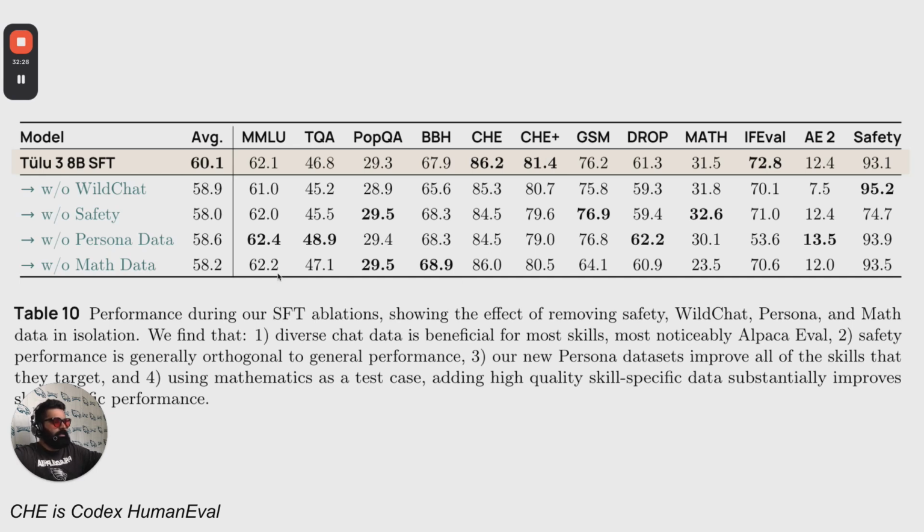This was a really interesting way to look at their experiments. Basically, they said, what happens when we remove these datasets? Another way of framing that is, how important is it that we keep wild chat, that we keep safety, that we keep persona data, that we keep math data? So they remove those, find the average, and then make their decision.